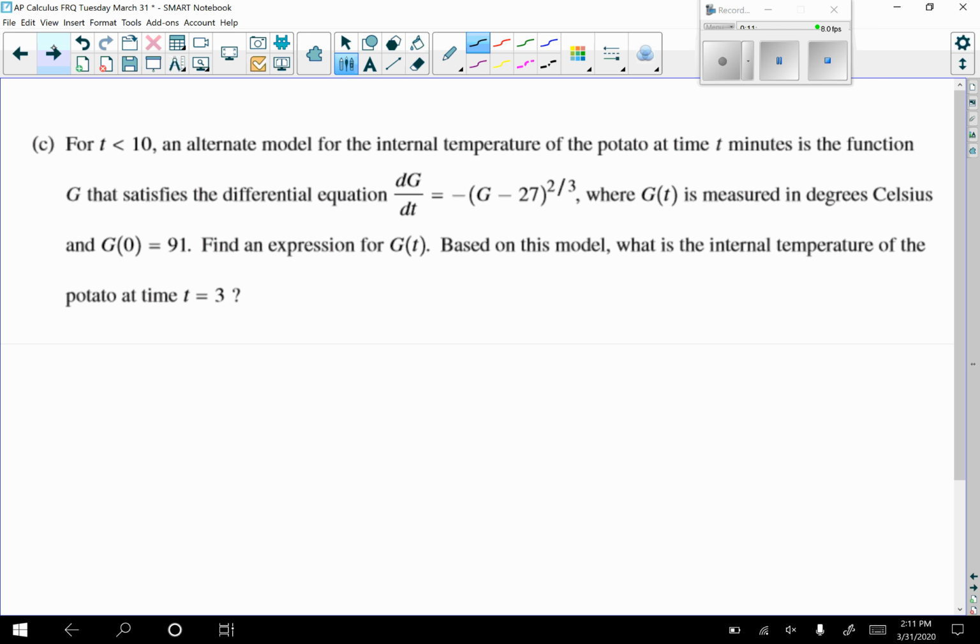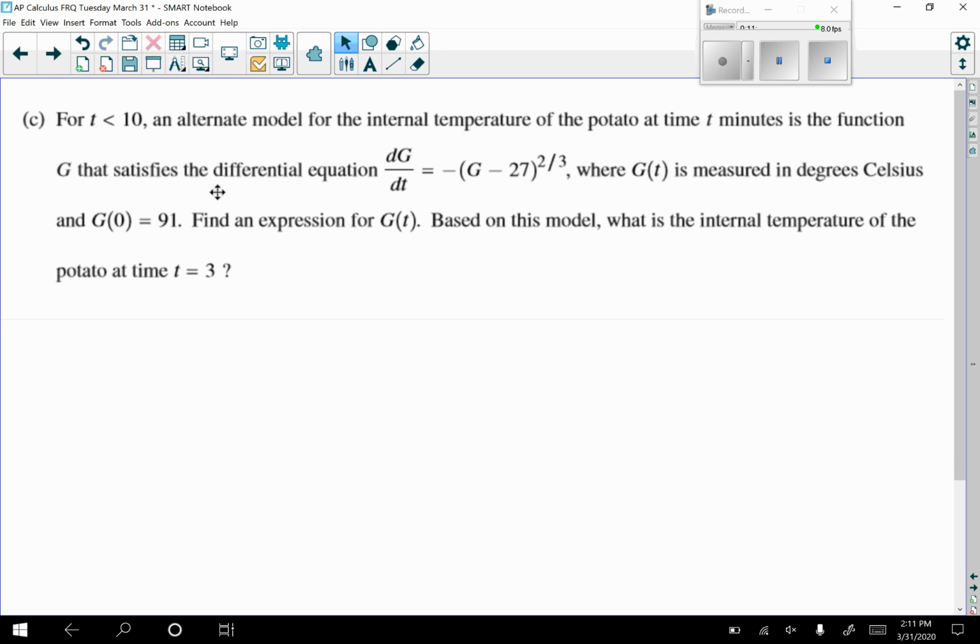All right, and then for part C, for t is less than 10, an alternate model for the internal temp is given, g, that satisfies this differential equation, where g of t is measured in degrees Celsius, and our initial condition here, g of 0, is also equal to 91. Find an expression for g of t based on this model. What's the internal temp at t equals 3?